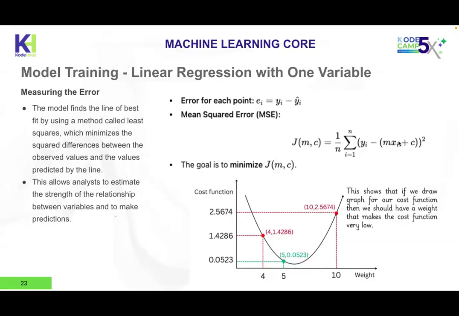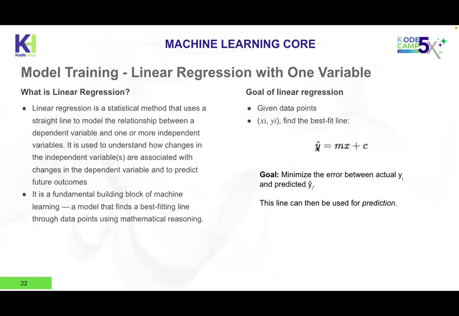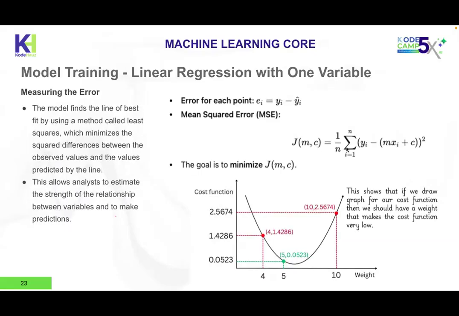Minus mxi plus c. So remember mx plus c is y hat, if you look at the previous one. Y hat is a terminology we use for the prediction that comes out from the model. So you calculate that difference for each data point. That's why you have the i's. The i represents a single data point.